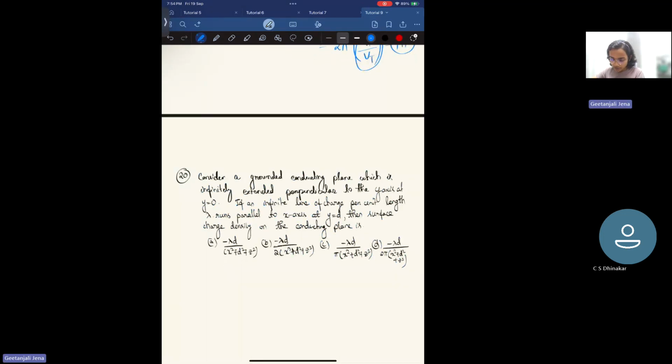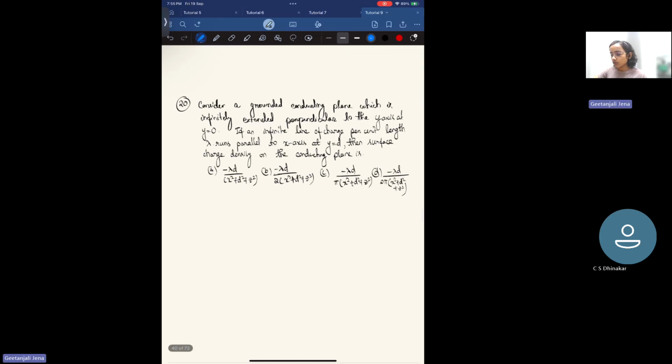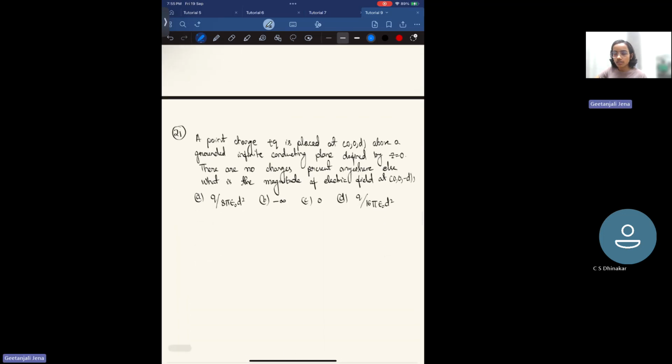Okay, 20th question. Let us solve 21 first because it's quite straightforward. Then if we have time, we'll solve the 20th question. Can you let me know the answer for this question? So there is a point charge Q which is placed at 0, 0, d above a grounded infinite conducting plane defined by z equal to 0. There are no charges present anywhere else. What is the magnitude of the electric field at 0, 0, d?